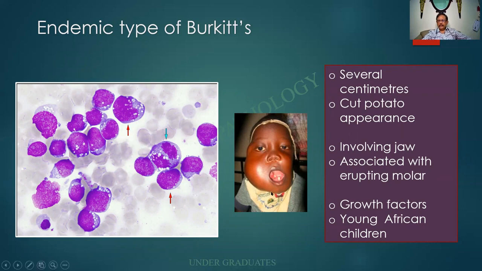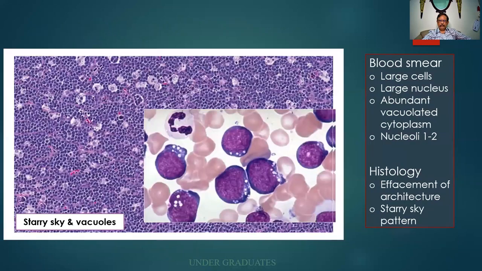Normally, what happens? The involved node can be several centimeters. It has got a cut potato appearance involving the jaw. Therefore, it is called a jaw tumor, usually associated with an erupting molar tooth. That is why the age is around 18. Growth factors can be implicated and it is common in African children. So this is something that we people can write very easily. This is ALL-L3, the hematological counterpart of Burkitt's lymphoma.